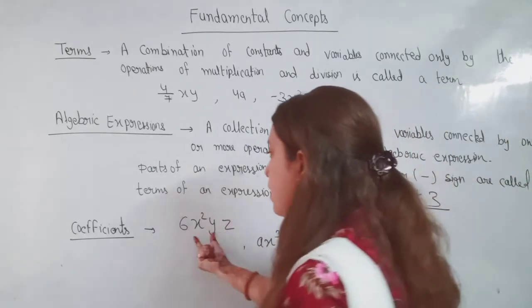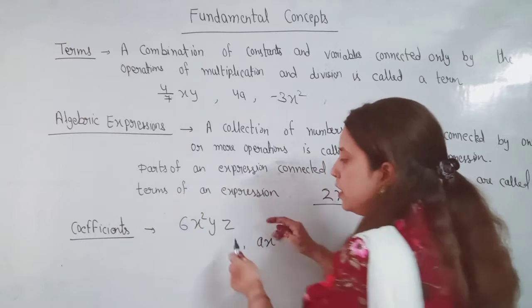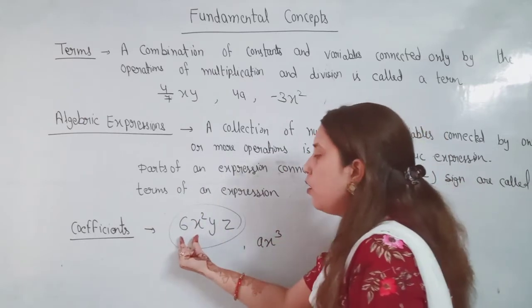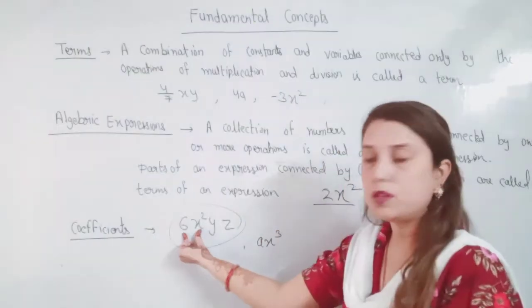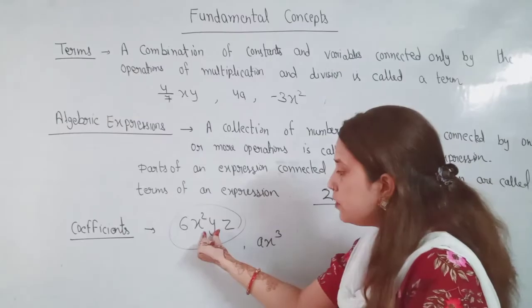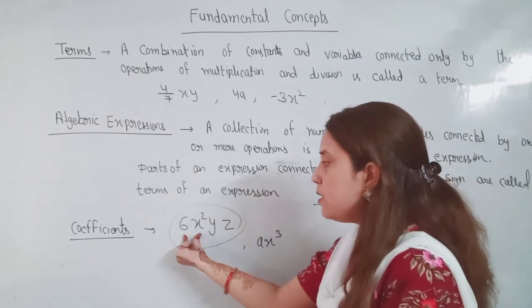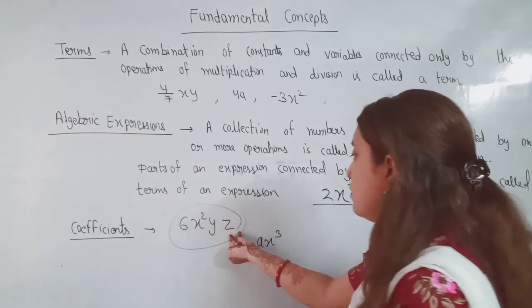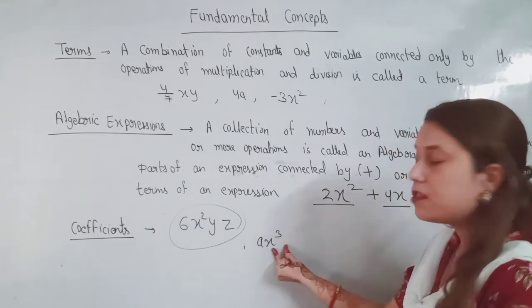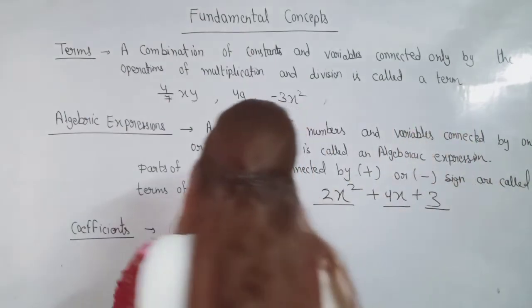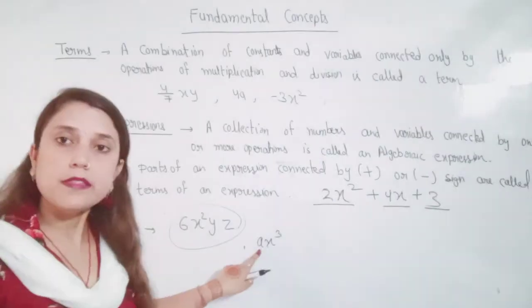If we take another example, what is the coefficient in this term? What is the coefficient of 6x square? So the coefficient of 6x square will be yz. What is the coefficient of y? Then it will be 6x square z. Okay, let's understand with another example, ax cube. What is the coefficient of x cube? The coefficient of x cube is a.